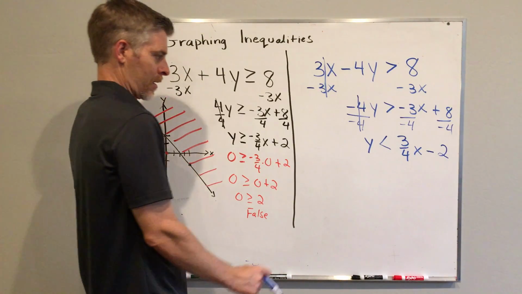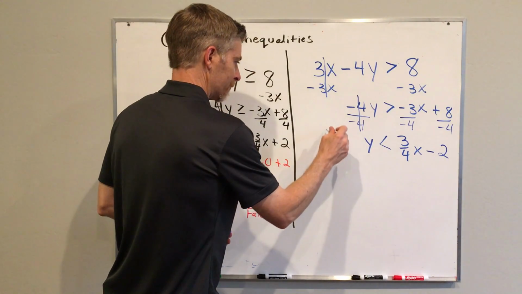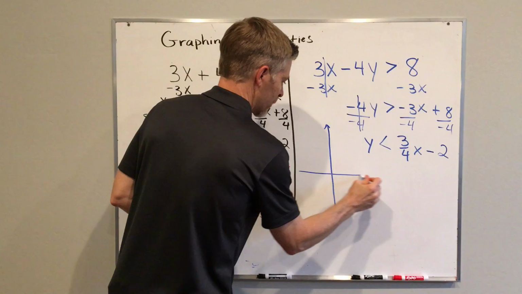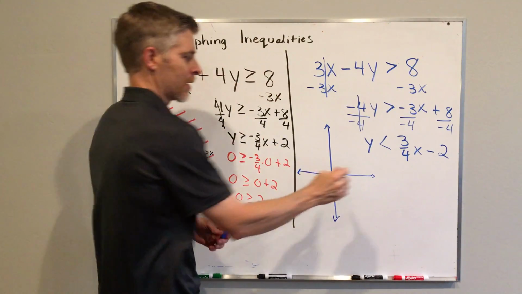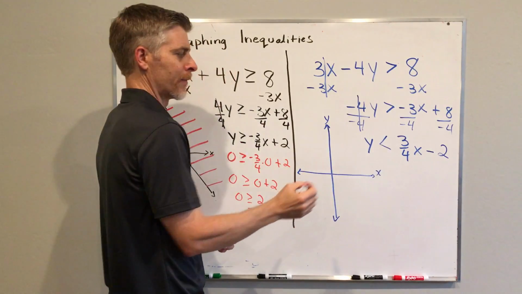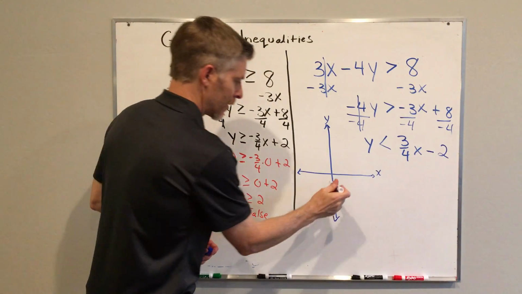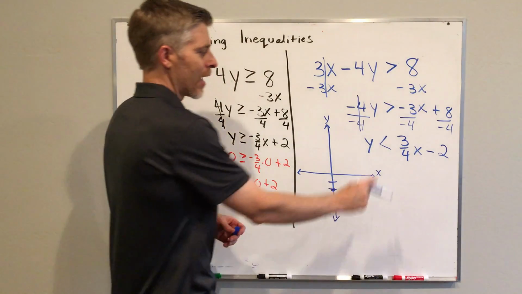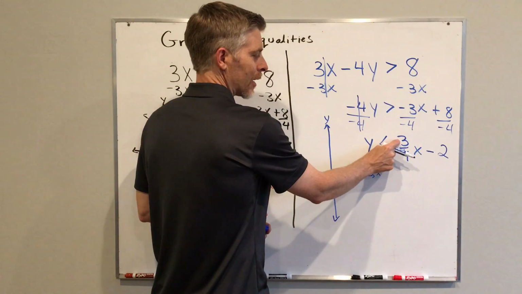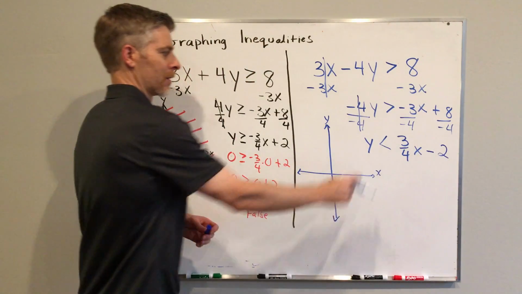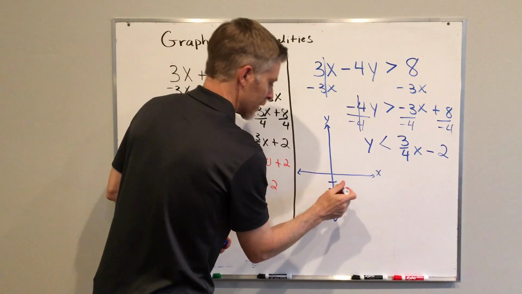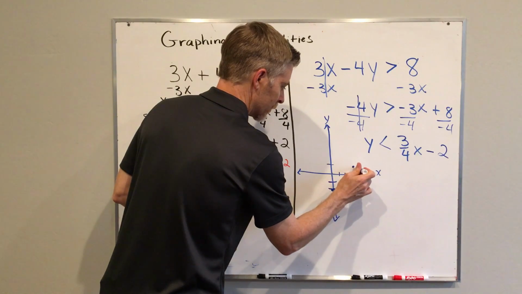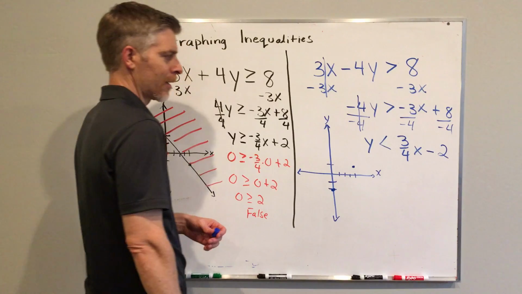Okay, so we're going to go and graph this. Let me draw my coordinate plane. All right, this is x, this is y. The y-intercept this time is negative 2. So my line crosses the y-axis at negative 2. And then we're going to go up 3, right 4. They're both positive. Up 3, right 4. So 1, 2, 3, 1, 2, 3, 4. So there's a point there.